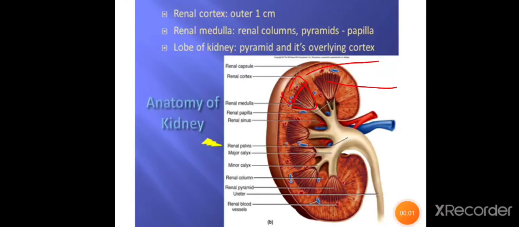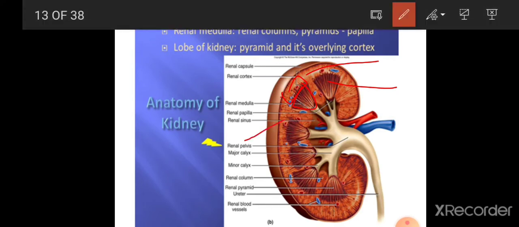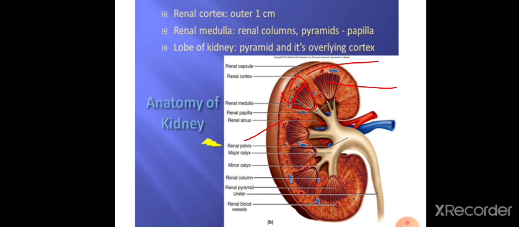Now we have the interior of the kidney. The interior of the kidney is divided into cortex and the medulla. The cortex is the outer 1 centimeter area of the kidney, and the medulla is the inner part of the kidney, which includes the renal columns and the pyramids. Pyramids open into the papilla.